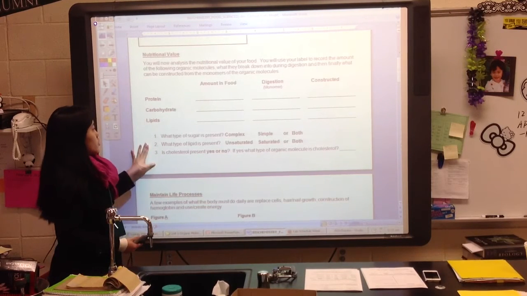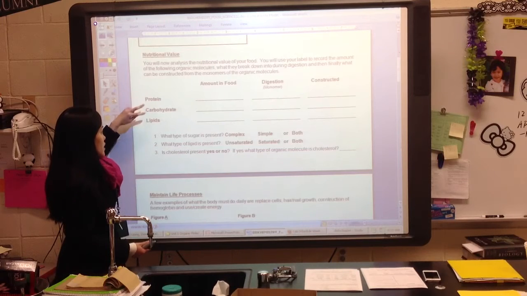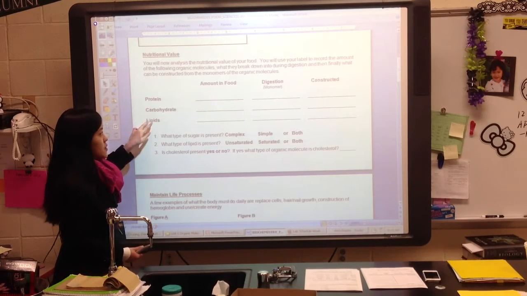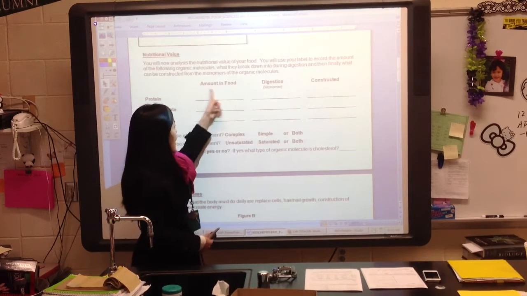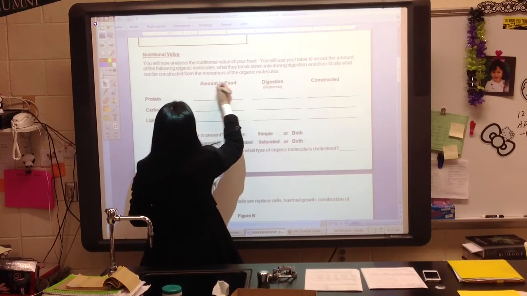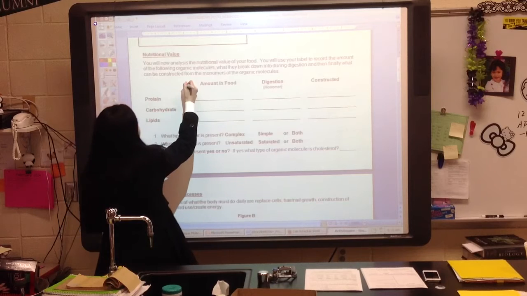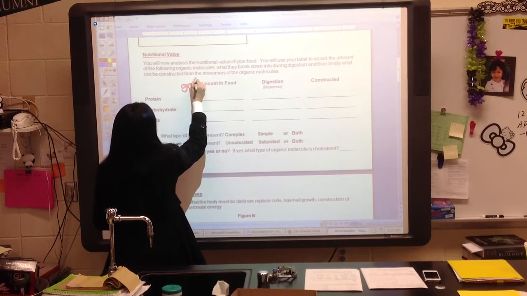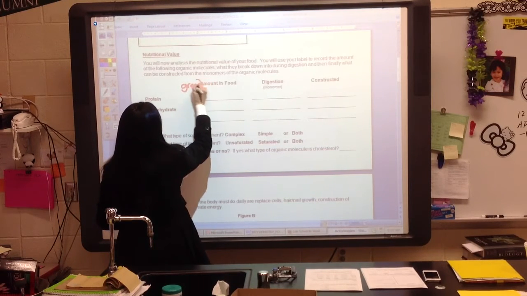But for your nutritional value, here again you'll have your proteins, carbohydrates, and lipids. You want to say the amount you have in the food, and right here you can actually write on this paper. This should probably be in grams. Okay, in grams.